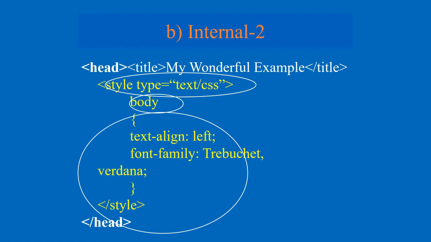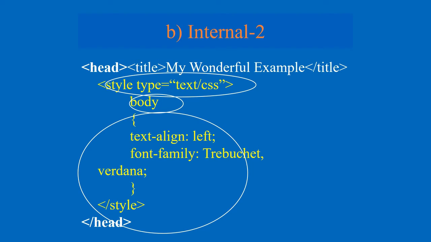So here again, whatever you are writing is inside double quotes, but an extra thing is there: the name of the element, then a curly bracket, and then the property colon value semicolon. Property colon value semicolon is the same, but the extra thing is the element and then the curly bracket. Here they added two properties: one is text-align, another is font-family. Got it? And then they open the curly bracket and close the curly bracket.